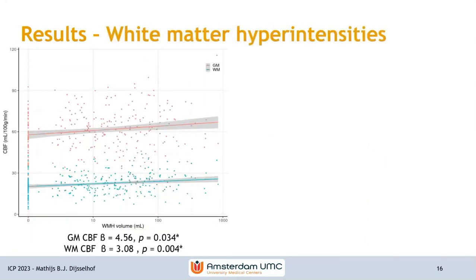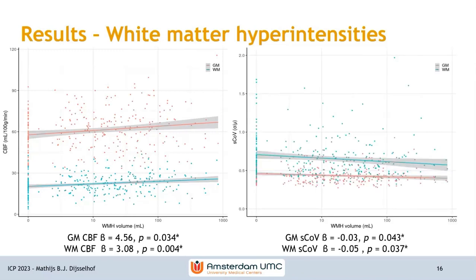Going on to the relationship between the white matter hyperintensity volume and the cerebral hemodynamics, we did find significant associations with the volume load and gray matter CBF and white matter CBF, and also a slightly negative association between the white matter hyperintensity load and the spatial coefficient of variation.